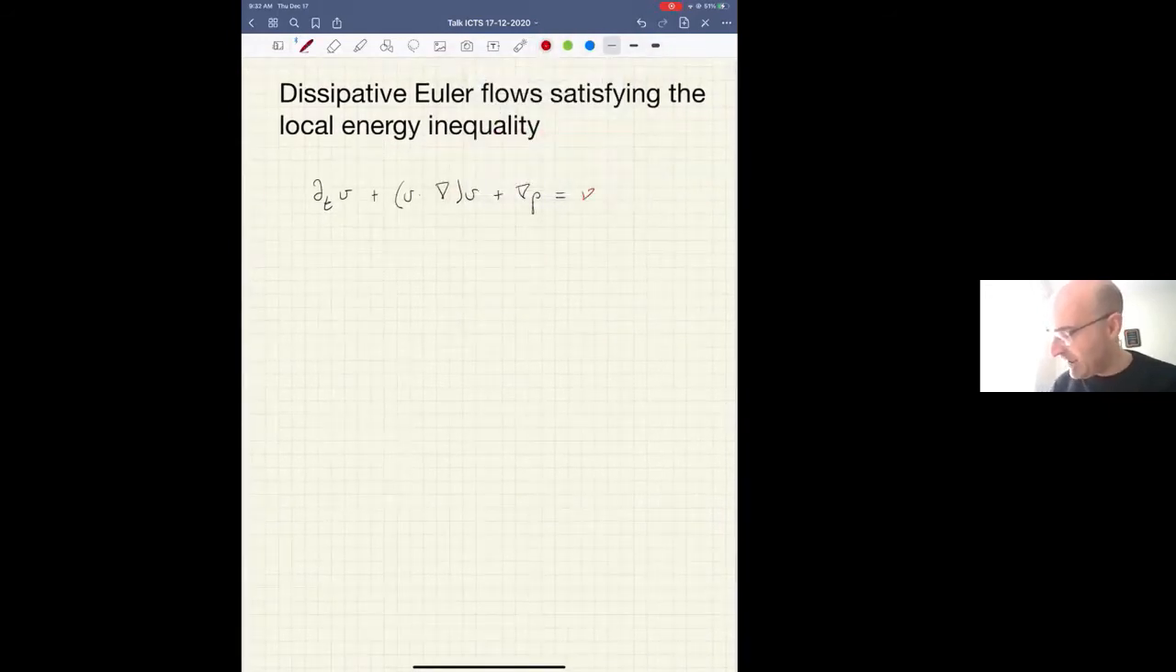Okay, so I will have a viscosity, which is non-zero, denoted by nu in my case. And then I have the usual term, which is the Laplacian of the velocity v. And as usual, I have the divergence free condition, divergence of v equal to zero.